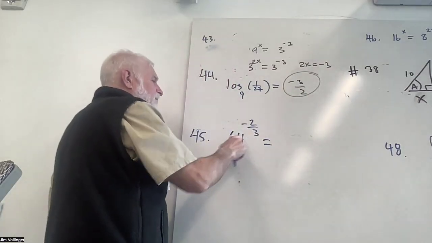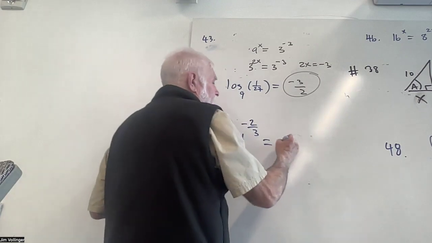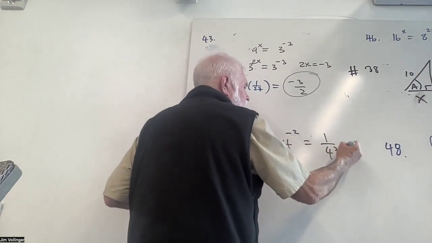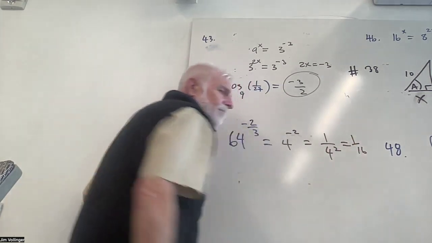I know what that 3 means: take the cube root of 64. Well, that's 4 to the negative 2. And I know that's 1 over 4 squared. So I hope you're writing 1 over 16. Most of you are.